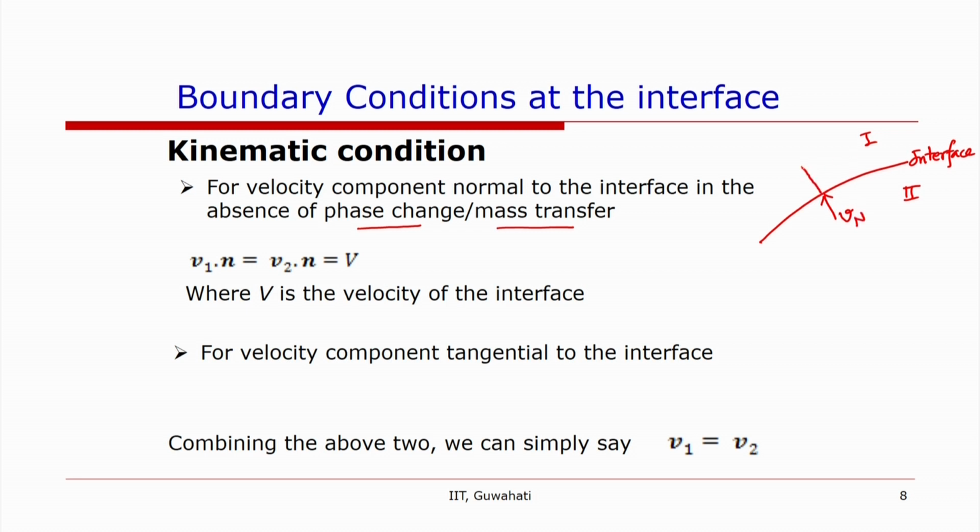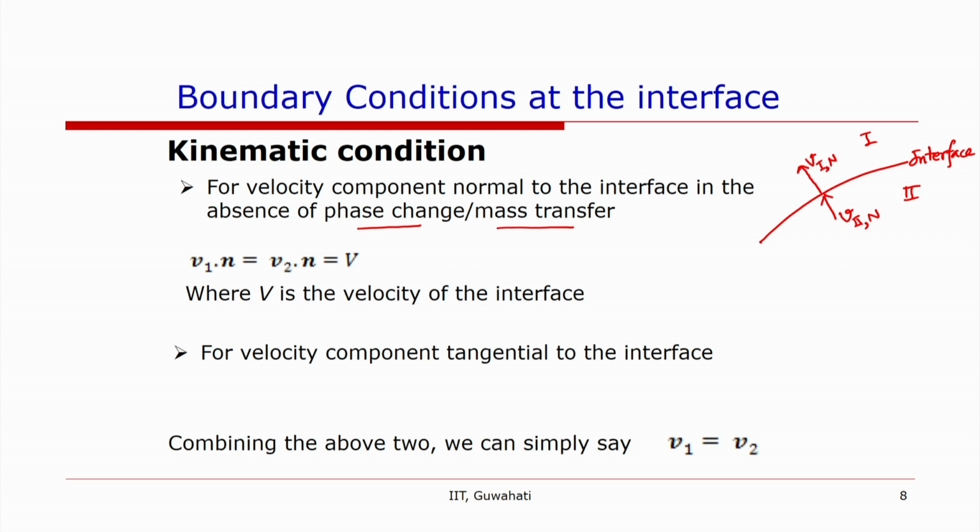then this is V1n and this is V2n. So, V1 subscript n and V2 subscript n. Now, if there is no phase change or mass transfer, then this interface will be pushed by a velocity V2n by this fluid, and then the same displacement will happen here.